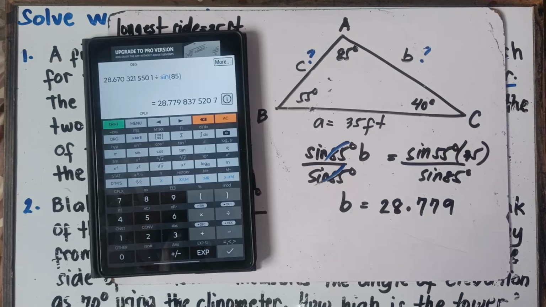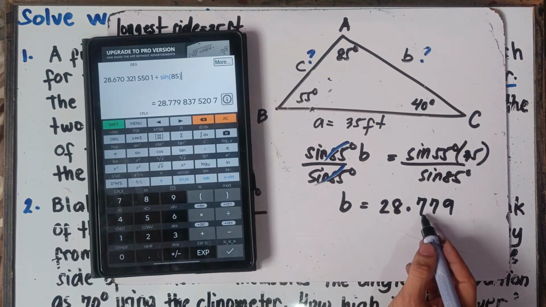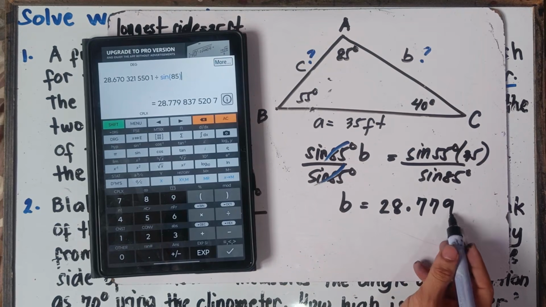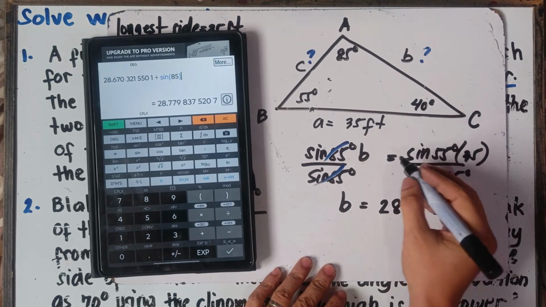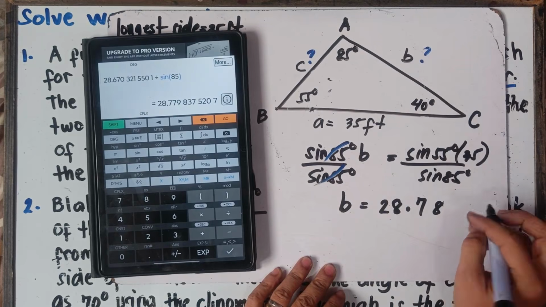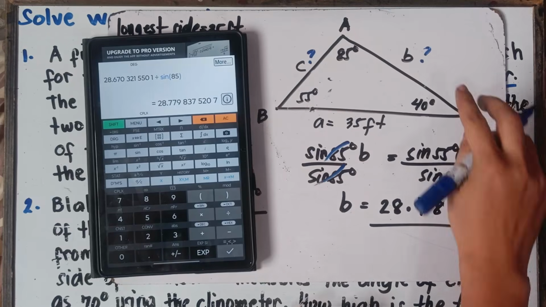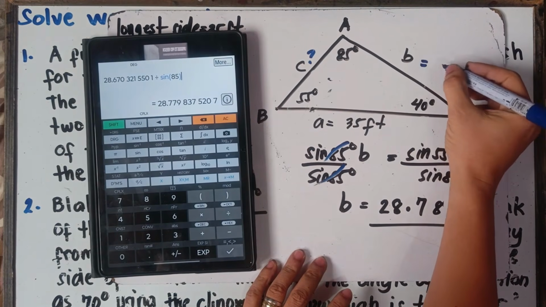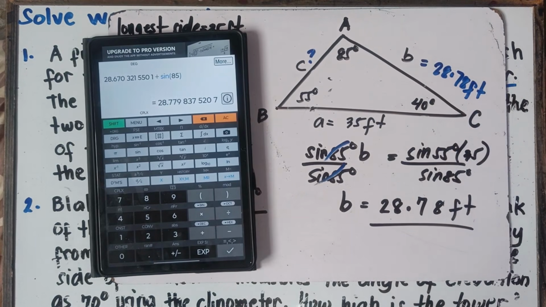Alright, so the answer, class, is 28.779. Now, since this is our final answer, class, we need to have at least 2 decimals. After 7, there will be 9, so this will be 28.78, and then do not forget the units because we're looking for the sides. 28.78 feet. So therefore, the measure of side B is equal to 28.78 feet.